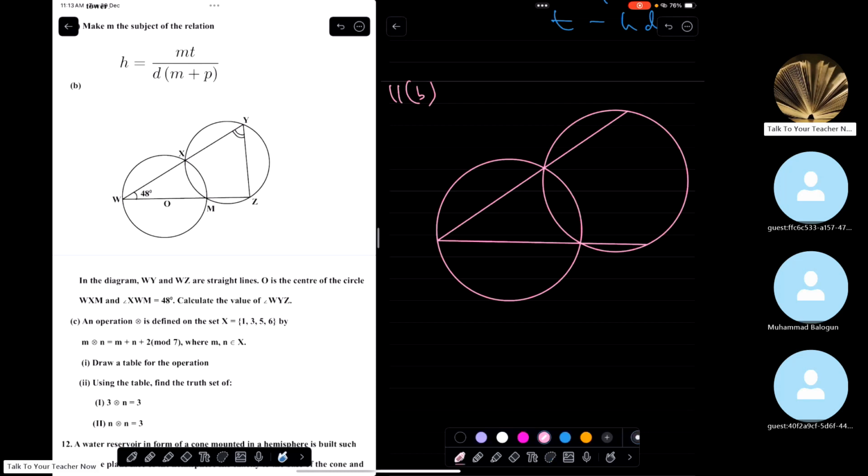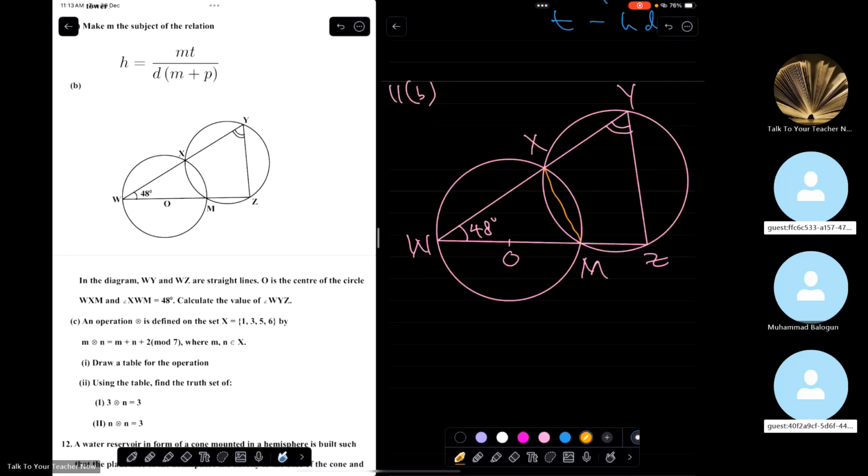Now, look at that. O is the center of the circle. Look up, everybody. O is the center of the circle. This line is joined to this. This angle is 48 degrees. This is X, Y, Z, M, and this is W. Now look up, everybody. Can you hear me? The only thing you need to do is join X to M.